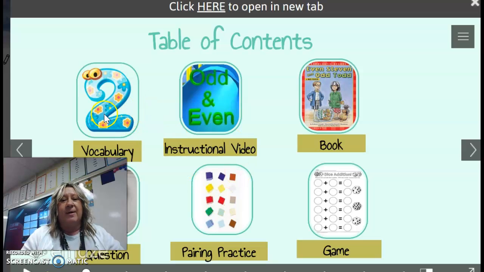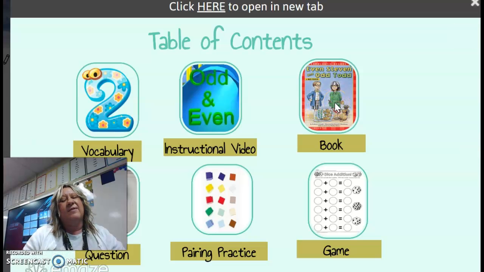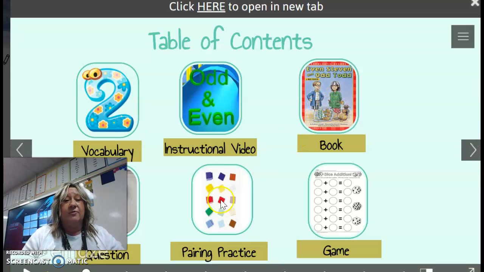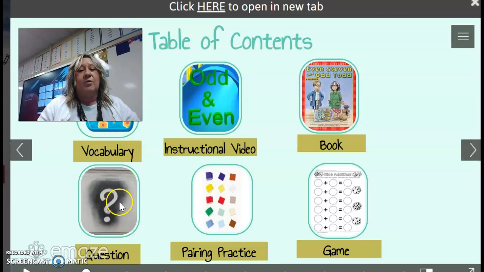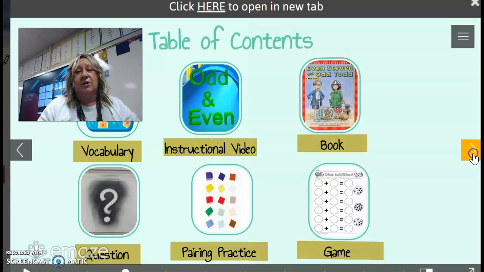Some of the things we're going to learn about today are the vocabulary. We'll have an instructional video. That one's kind of weird because the volume doesn't play, but I'll talk about it when it plays, okay? There's a book. We don't really have enough time to read the book, but you can watch the video for it later. We'll read it in class. This is a question. I don't know if you could see. I'll have to move my little face somewhere. There we go. A question about the book, and we can do it without reading the book. Pairing practice, where you practice the skills that we've talked about so far. And then there is a game. So let's get started.